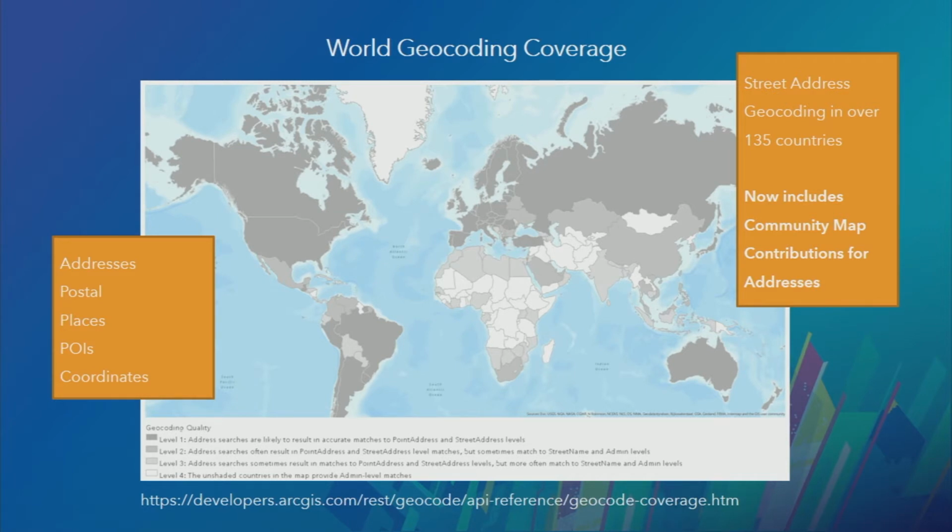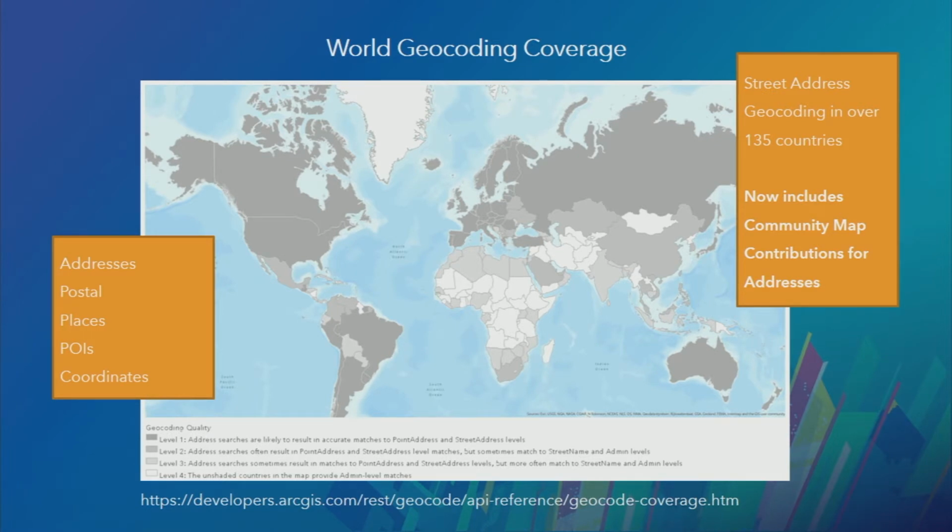We're always adding new content, and we're always looking for new types of places and capabilities that we can add into the system. We'll talk about a few of those in detail as we go through the session. If you're interested in geocoding addresses, we now support address-level geocoding in over 135 different countries. And where we don't support address-level geocoding, you can find other types of places. You can find cities, towns, villages, postal codes, and other types of POI information.